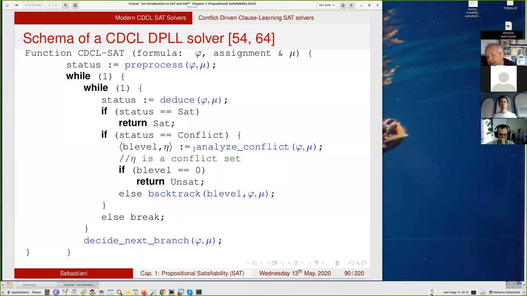So is the global picture clear, provided that we don't know yet how this works? Yes. Okay. So the deduce is a chain of unit propagations. Decide is some heuristic by which you pick a variable and decide a truth value to assign to it. The only open issue is what this procedure does, which is the key idea of CDCL.